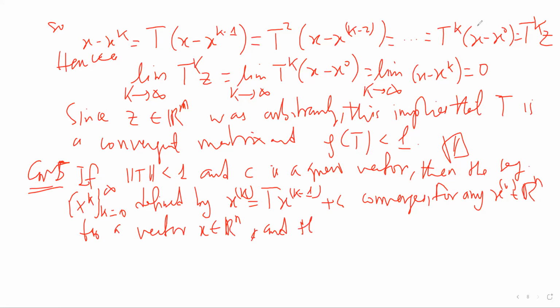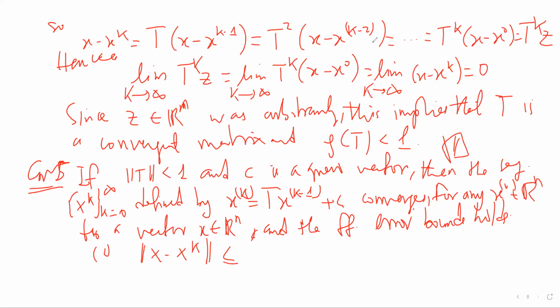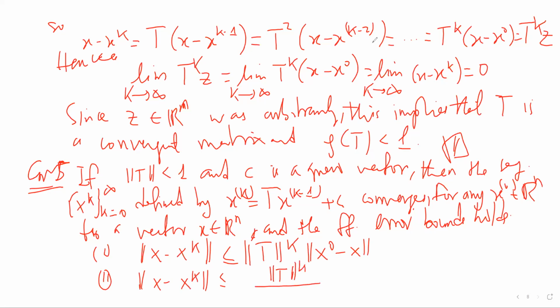and the following error bound also holds. So the error bound holds. What does it mean? It means, one, the norm of x minus x^k is bounded by the norm of your matrix T to the power k times x^0 minus x. And two, you can have x minus x^k again bounded now by norm of T to the power k over 1 minus norm of T, times x^1 minus x^0.